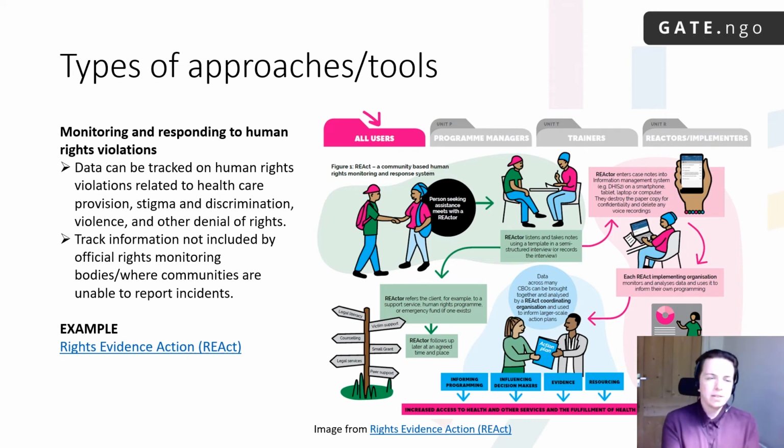So a nice example of this is the Rights Evidence Action tool, or REACT. And this is a tool which uses community members who are trained to take interviews with people who have suffered from rights violations or are survivors. And they record the information on the rights violation and then use this to support and refer the person to any services if needed, and to input the data to a database, which is then used to track trends over time and support advocacy using the evidence to implement changes.